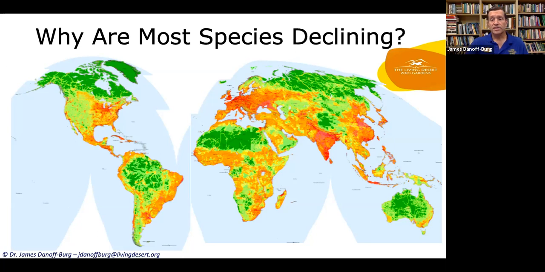So let's try to stop that question, or the negative answer to that question, that most species are declining because of human activity, and instead turn it around and say that we are retaining most species biodiversity and richness because of human activity. That's a very big goal we set for ourselves here.